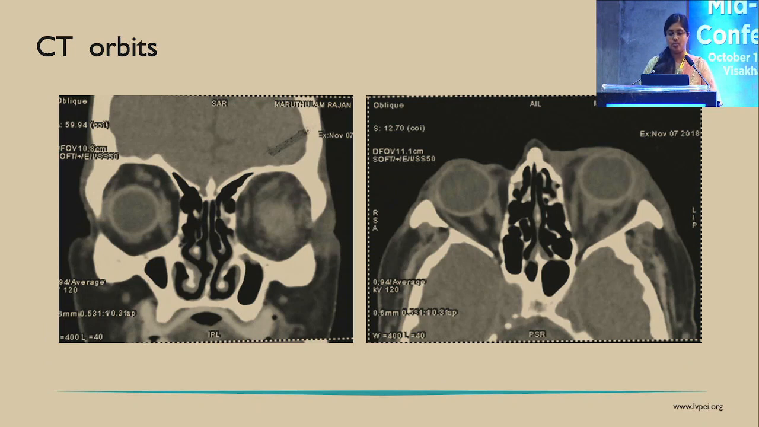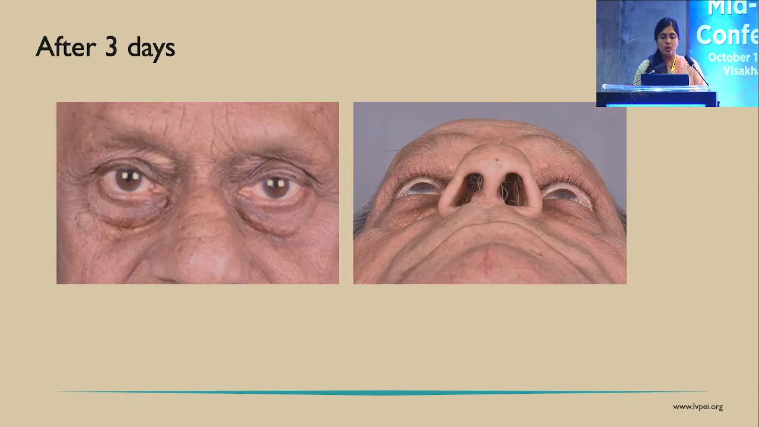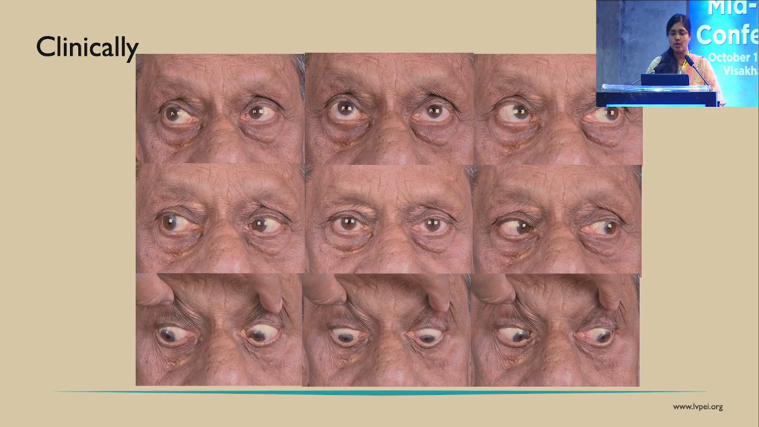CT orbit showed ill-defined isodense shadows in the left orbit, which is more towards the ocular coats. So the patient was treated with IV antibiotics and paracetamol, and after 24 hours of antibiotics, there was clinical resolution. So he was started on low dose dexamethasone.